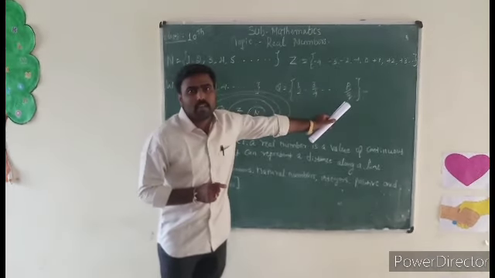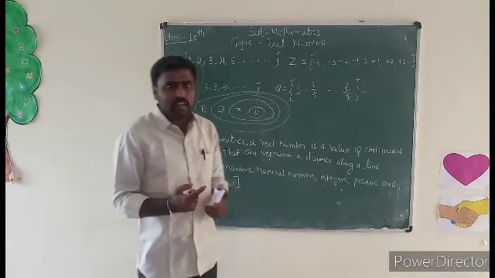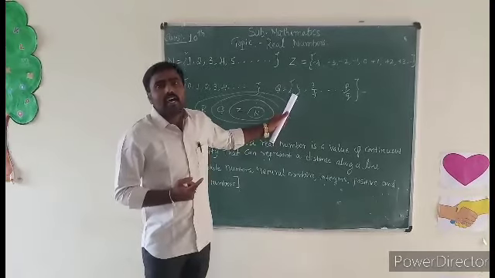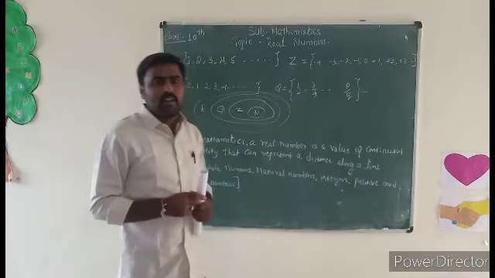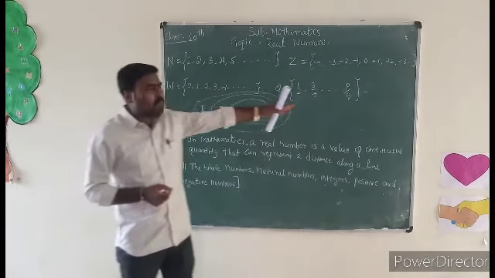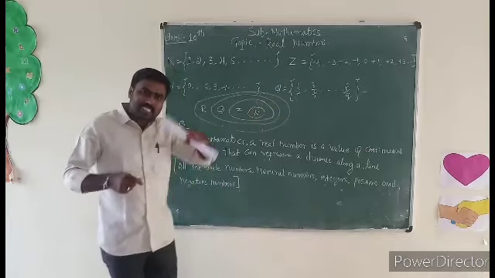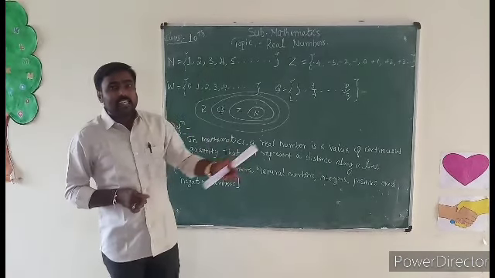So it is P by Q, with numerator and denominator. The numbers which are in the P by Q form, we call rational numbers. Then again, one more number type is there, that is the irrational number. Irrational numbers are the opposite: the numbers which don't contain the P by Q form. So we call those irrational numbers.